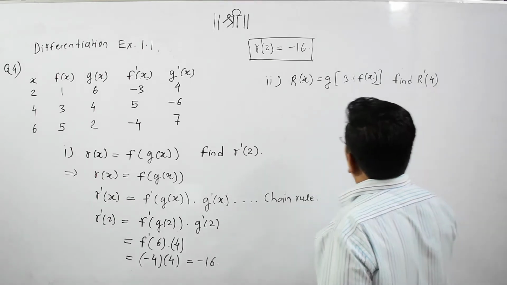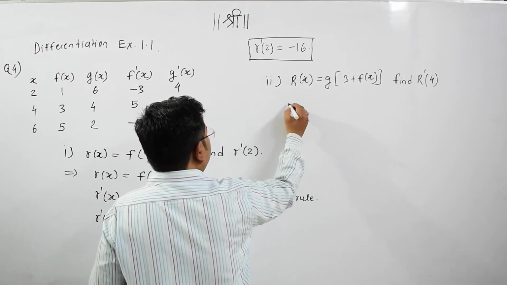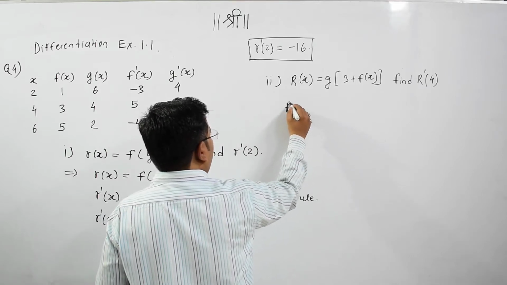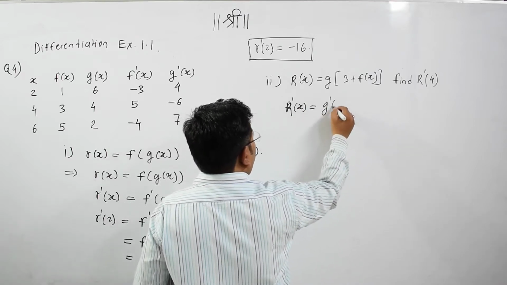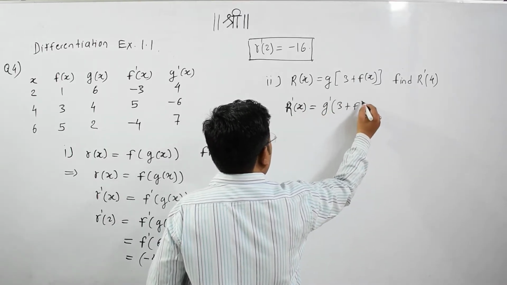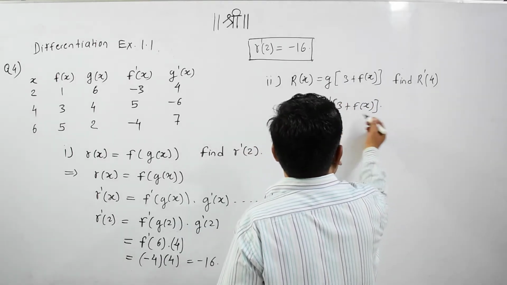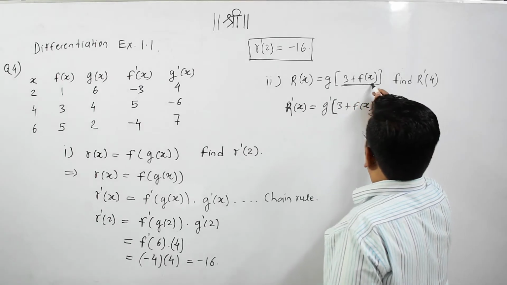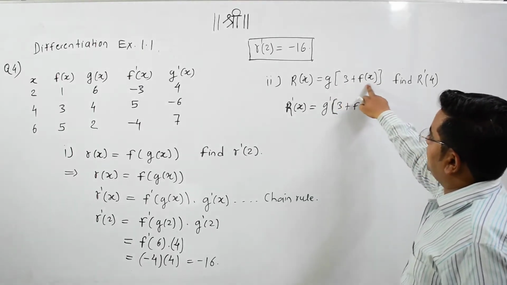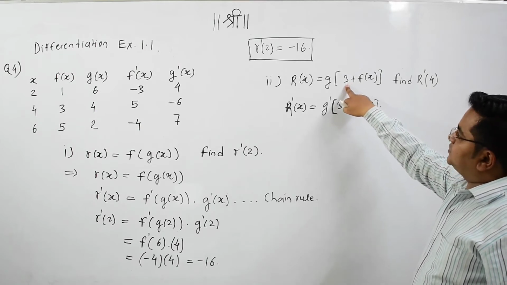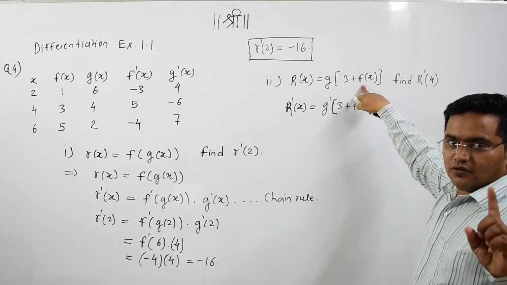Very, very interesting. Now next step. Here again we need to find out properly. Differentiating both sides, we have r dash of x is equal to g dash of 3 plus f of x into, what is the value of this differentiation? Most importantly, please solve it properly. The differentiation value will be, the 3's derivative will be 0 and f of x derivative will be f dash of x. Okay, got it.